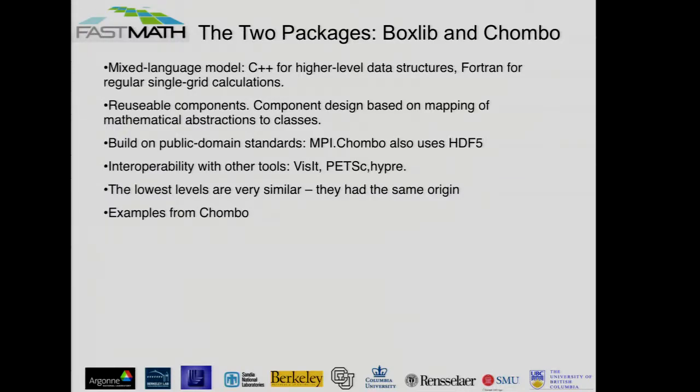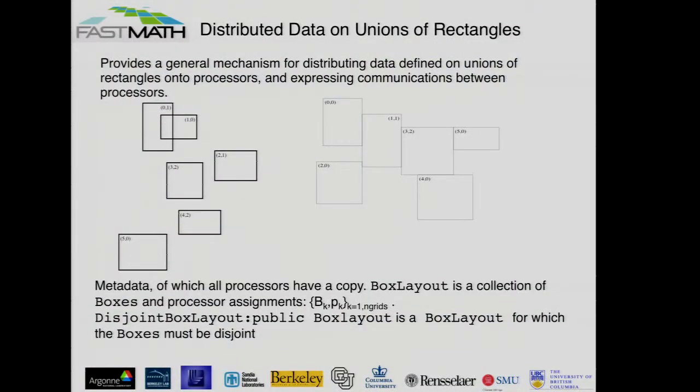They are very similar at the lowest level because they had the same origin, but then the APIs diverged because of the different needs and the different modes in which they were operating. Most of the examples from this point are from Chombo. So in Chombo, there is a general mechanism for distributing data.